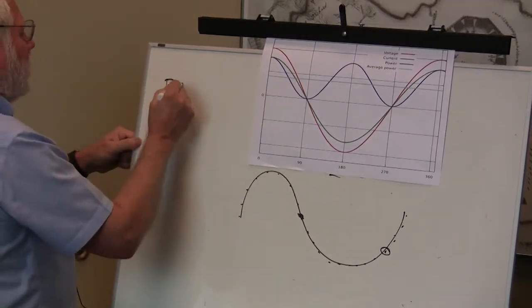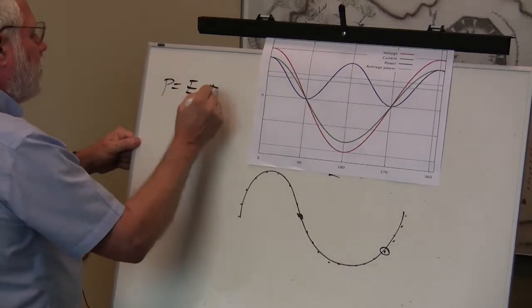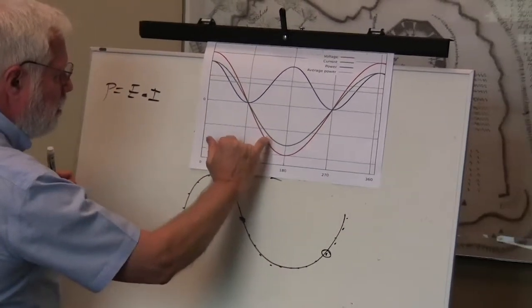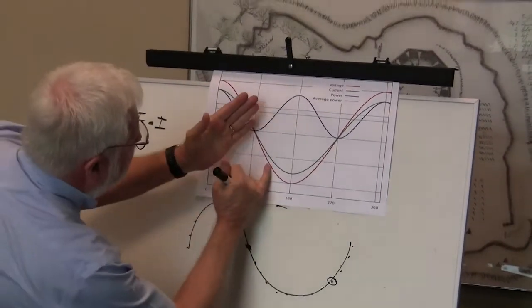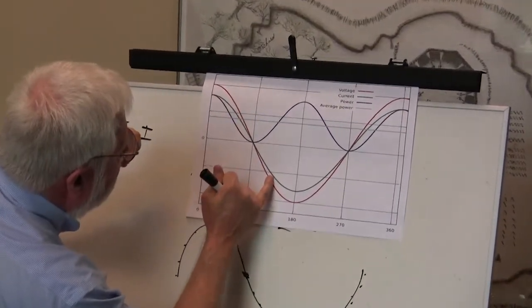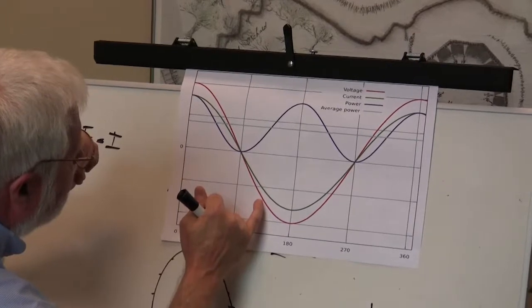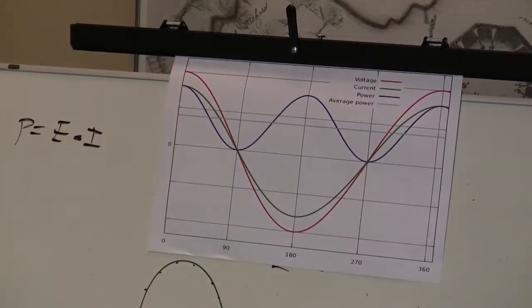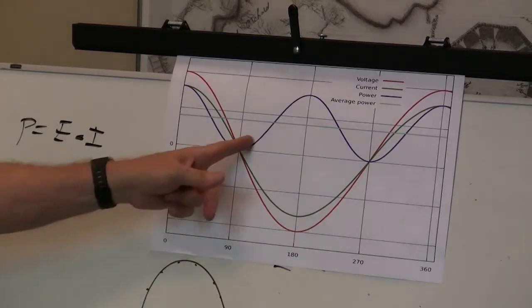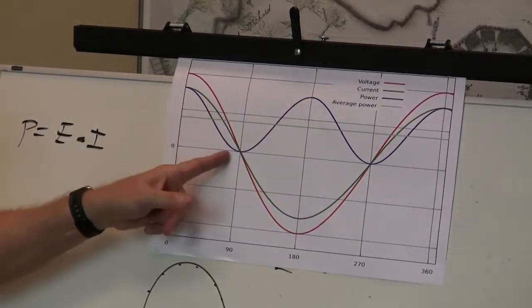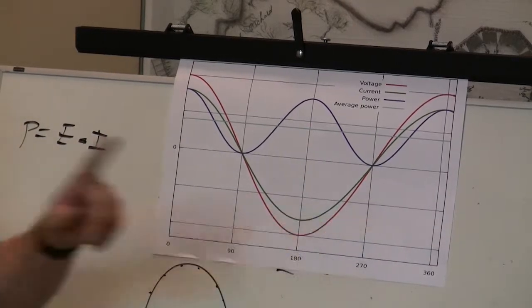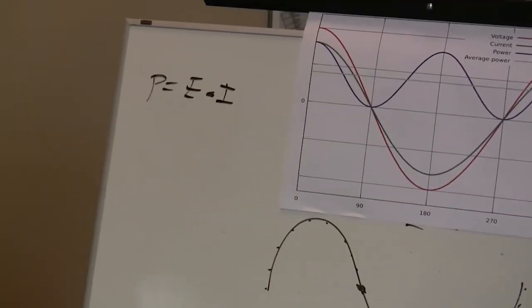Remember, power is equal to E times I. So at any point, if we look at this point right here, we take this current, whatever value it has, multiply it by this voltage, and we can plot it up here as the power. So this blue curve is simply the product of whatever values are on the red curve and whatever values are on the green curve. Now here's something very important to look at.